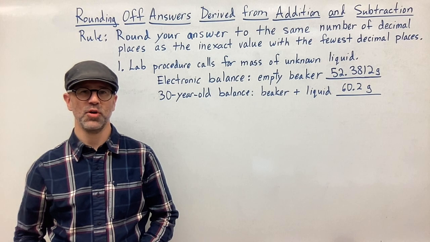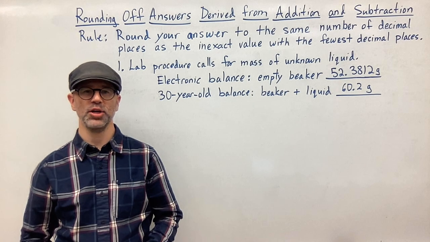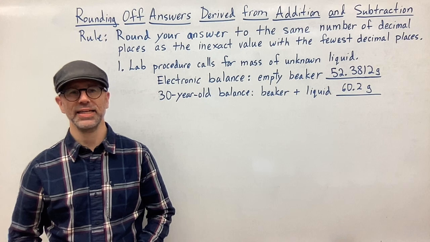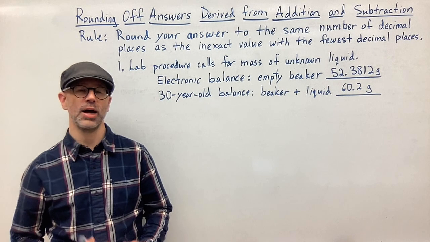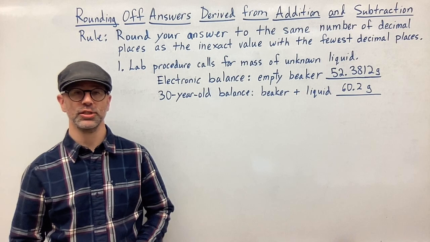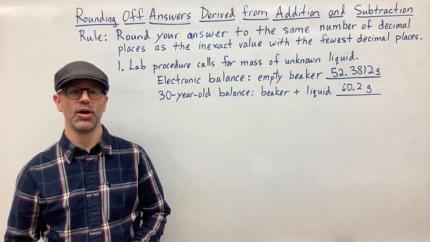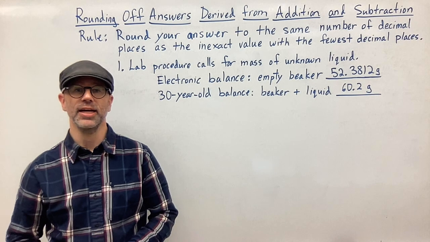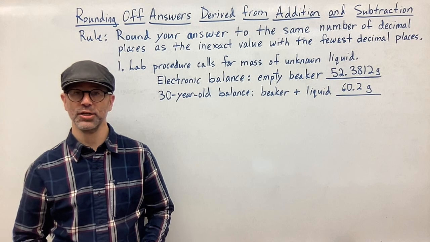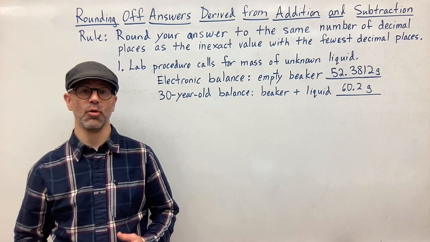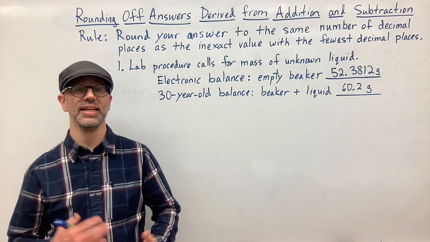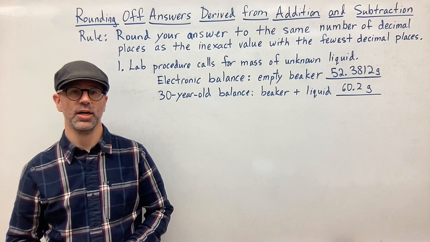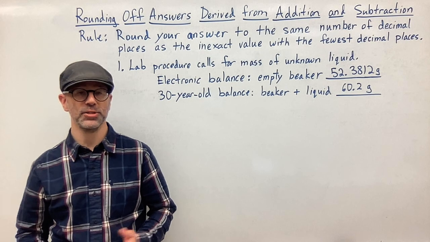My name is Mr. Cobalt, and in this video I'm going to be going over rounding off answers derived from addition and subtraction. Just like in my last video, we went over how to round off answers derived from multiplication and division, and we talked about how the rule you're following there is that the answer you calculate should have the same number of significant figures as the inexact value that has the fewest significant figures.